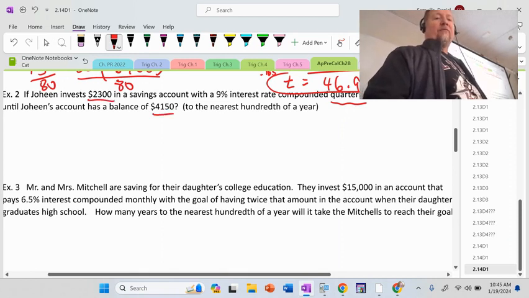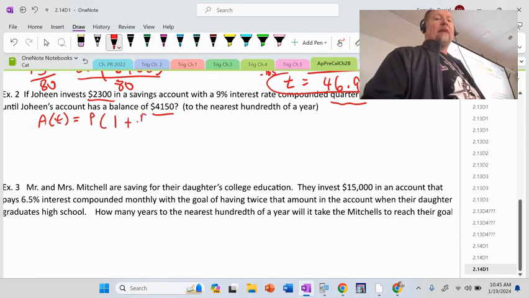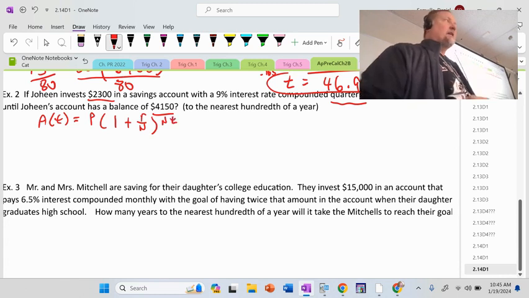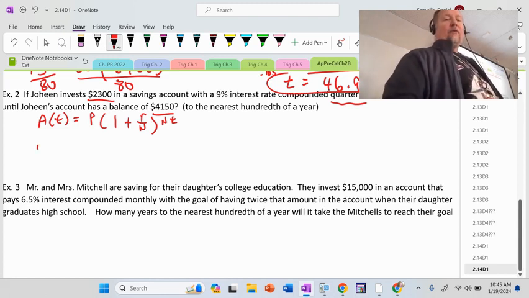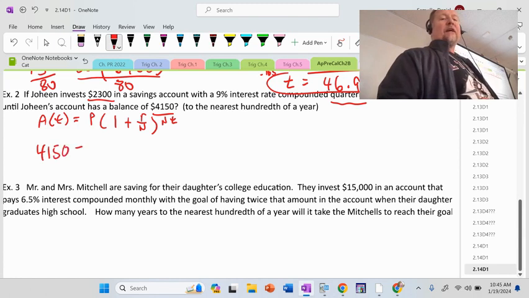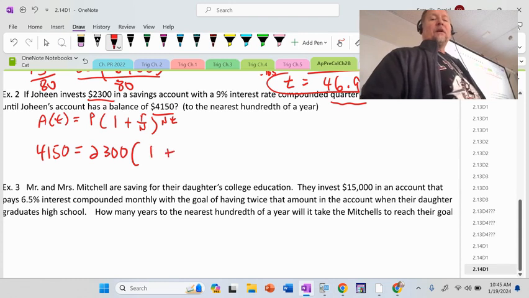And don't screw this up. 2300 turns into 4150. So I will write the formula again. A of t means amount over time equals principal times 1 plus R over N, divided by N times T a year. That's why N is in this twice. Okay, so 4150 is the amount after time. We're increasing 2300 to 4150, and then 1 plus R.